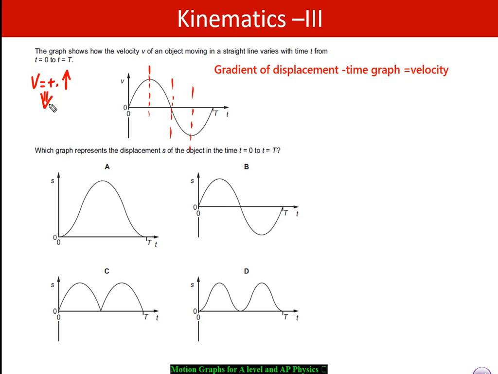Now we need to go back. So we have to look at the gradient of this one. This is for the displacement time graph. Now we need to look at the gradient of the displacement time graph. So how about the gradient of the ST graph? I will write down gradient of ST graph. The gradient, I will simply say M, has to be positive and the gradient has to be increasing. So now if you look at this one, the gradient is positive and increasing.